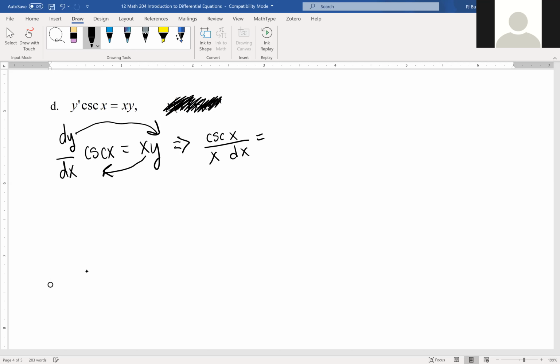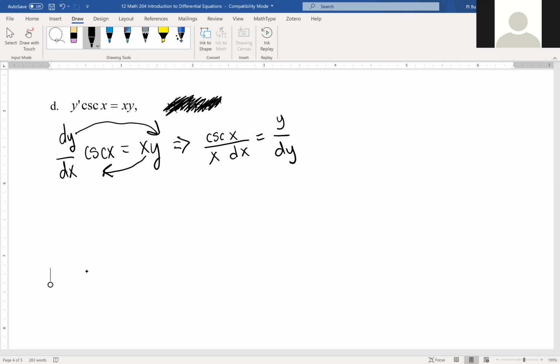And same thing with the dy. To move it to the right, I would need to divide. Now I did that on purpose because notice my differentials are in the denominator.